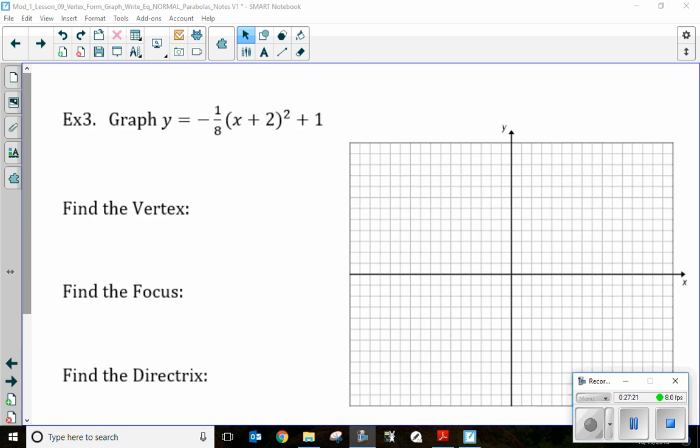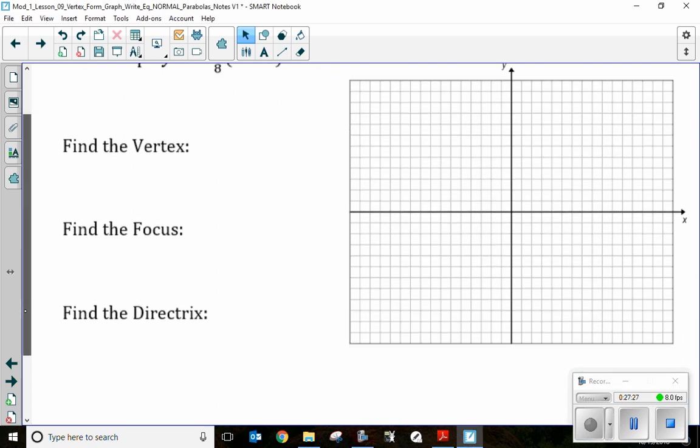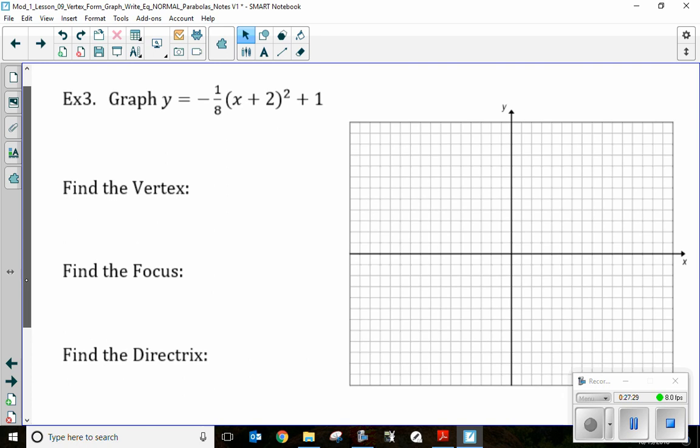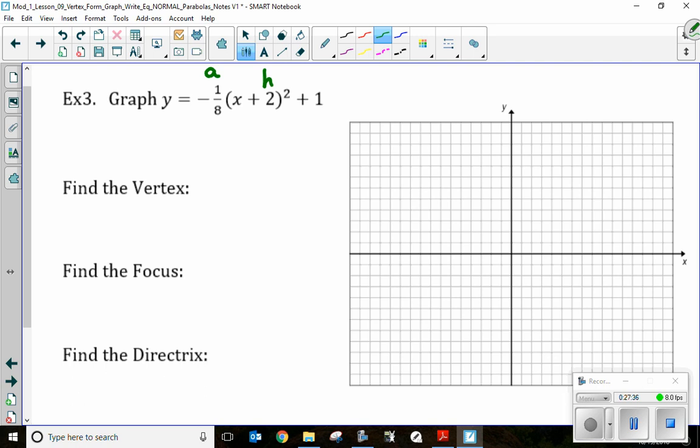If you think you're comfortable enough to try this one on your own, go ahead and do it. Hit pause, because I'm going to do this right now, okay? All right, same thing. Nothing's different here. Oh, well, I know this is my A. This is my H. This is my K. I know A should equal 1 over 4C. That's money. Love it. So let's find my vertex.